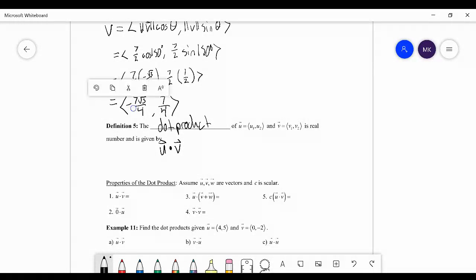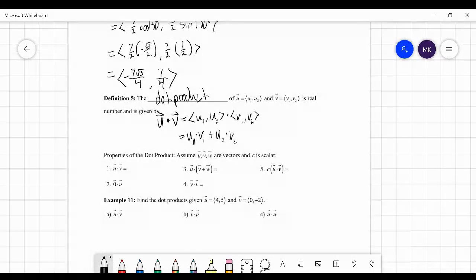Another way you could write this is component-wise. So you could say u1 comma u2 dotted with v1 comma v2. And what that simply is, we multiply the corresponding components, so u1 times v1, and then we add them together, u2 times v2. So we took these number components, multiplied them together, which gives us a number, and then we add them together, which gives us just a number.